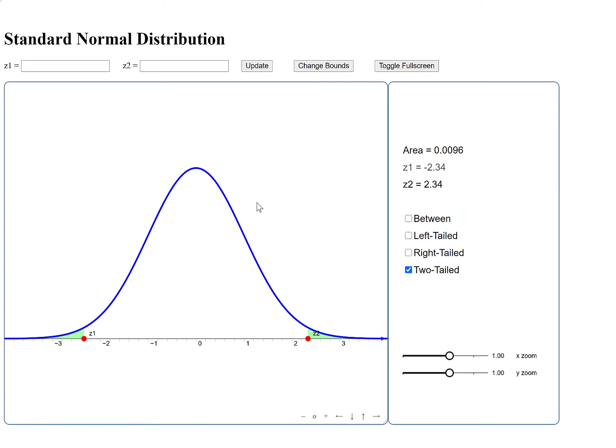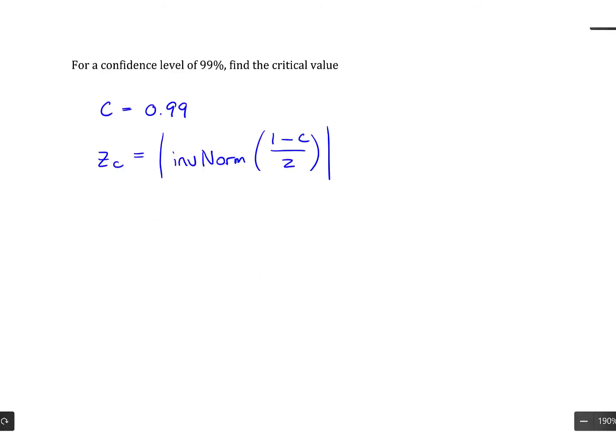So that's the reason the formula looks the way it does. Because we can only use inverse norm with areas to the left of a value, we're trying to convert this level of confidence, which is an area between two values, to area to the left. We do that by taking its complement and then dividing by 2, and that gives you the area in the lower tail.